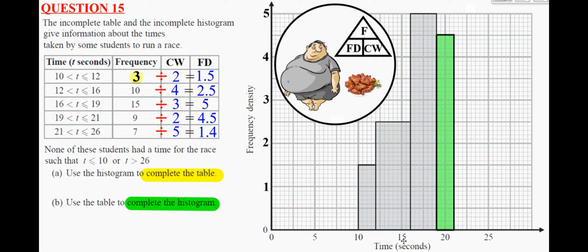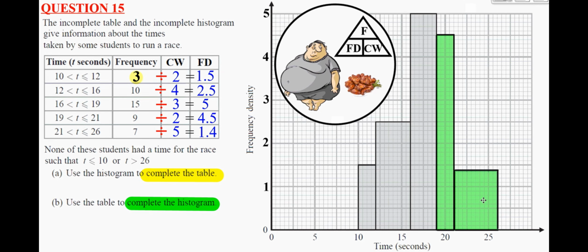The final one, from 21 to 26, which is going to end there, needs to be 1.4 high. So it needs to be up to this point here. So it needs to be a rectangle like so. Here's one I made earlier. And that's what your completed histogram should look like too.